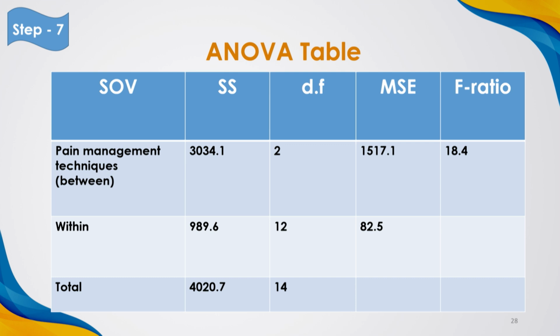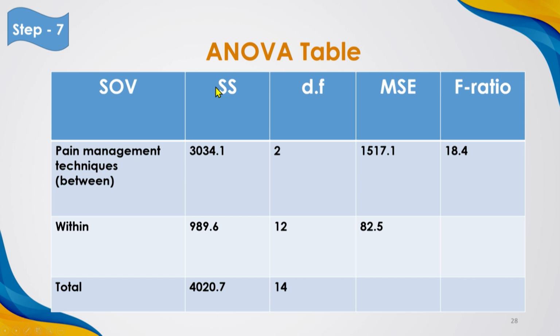This table has various components, say source of variation. This source of variation represents the different sources of variation we have. We have the treatment variation, which is caused by the pain management techniques, that we call between, and then we will use error sum of squares as one source, and then you have a total variation.